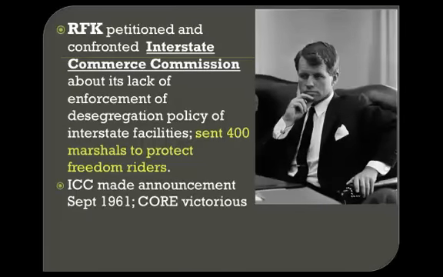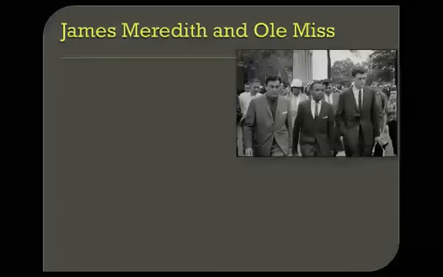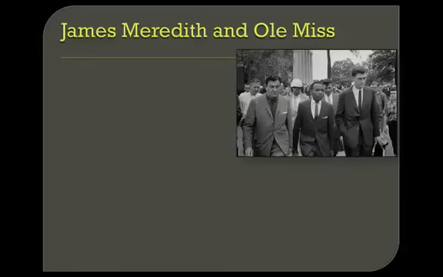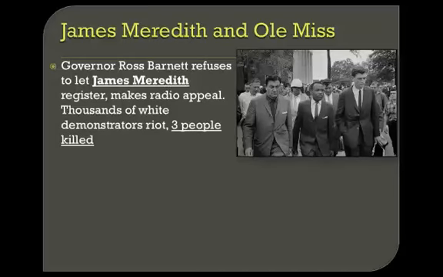Let's move on down to Mississippi, and the state university there, nicknamed Ole Miss. The governor of Mississippi was Ross Barnett, who refused to allow this man, James Meredith, to enroll at the University of Mississippi. I think he did it like testing Brown v. Board now, because that decision was made in 1954. So here, this is I think in 1961. And Ross Barnett even made a radio appeal. Thousands of white demonstrators showed up and rioted, and 3 people were even killed. I mean, this is like a big deal, just because this guy wants to go to school.